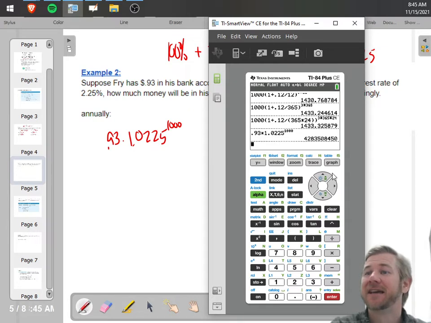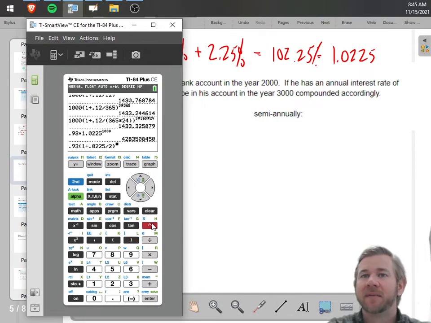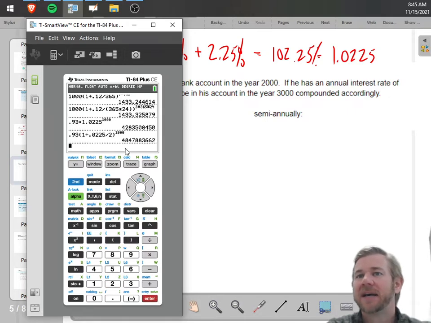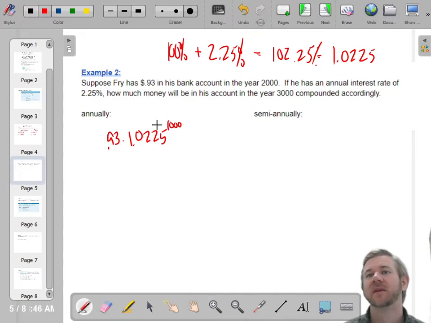Okay, let's do the same thing, but we will calculate it now semi-annually. So I have to use the formula a little fancier now. 1 plus 0.0225. So cut the interest rate in half. If it's semi-annually, that means you're doing it twice a year. And then it will now be for 2,000 years. 1,000 times 2 is 2,000 years. So you get about the same thing. You get, well, I mean, you get $0.6 billion more. That's not a bad deal. So 4.3 billion, 4.8 billion, pretty cool.